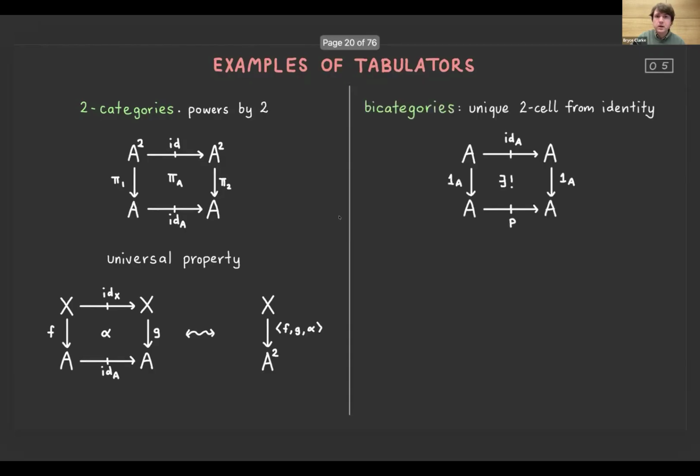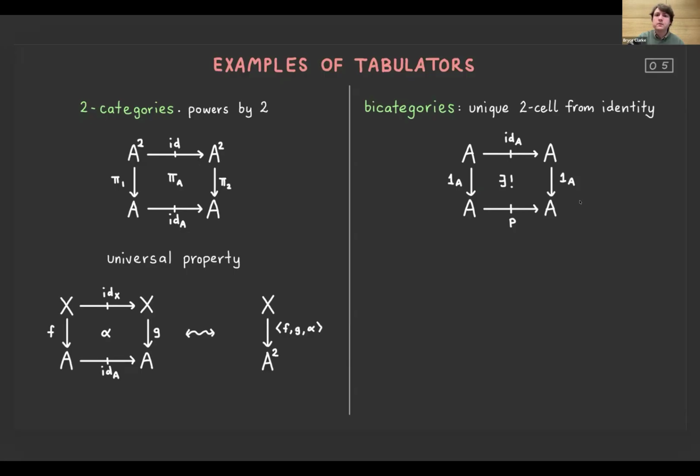Okay. In bicategories, rather, it's a bit different. So in a bicategory, having a tabulator of a loose morphism P, well, first of all, the only tabulators that you can consider are of endo loose morphisms, okay, because the projections of our tabulators are forced to be identities. And this upper boundary is also an identity.